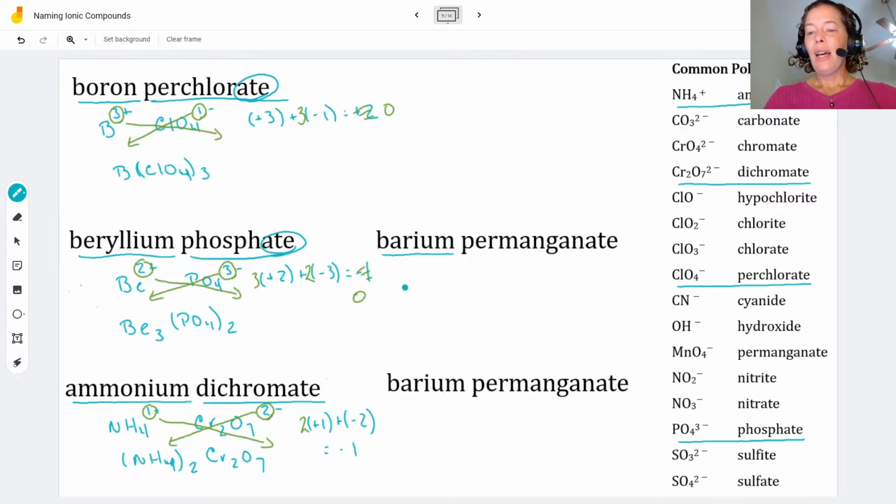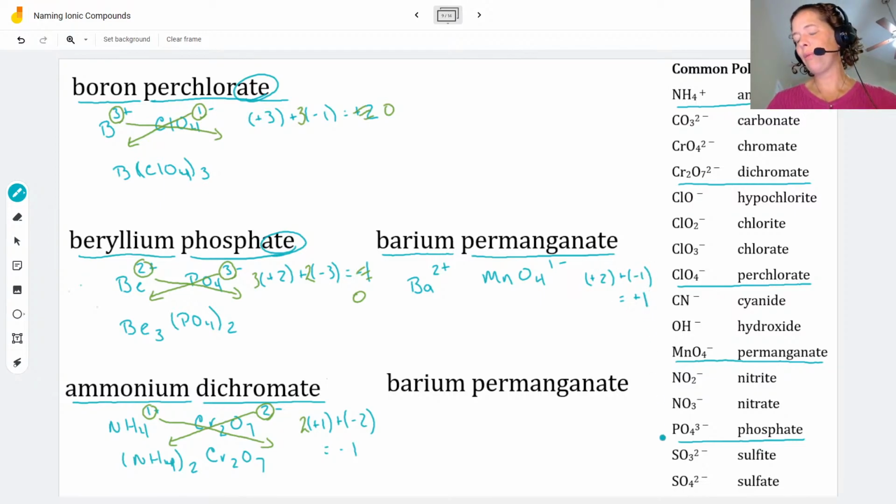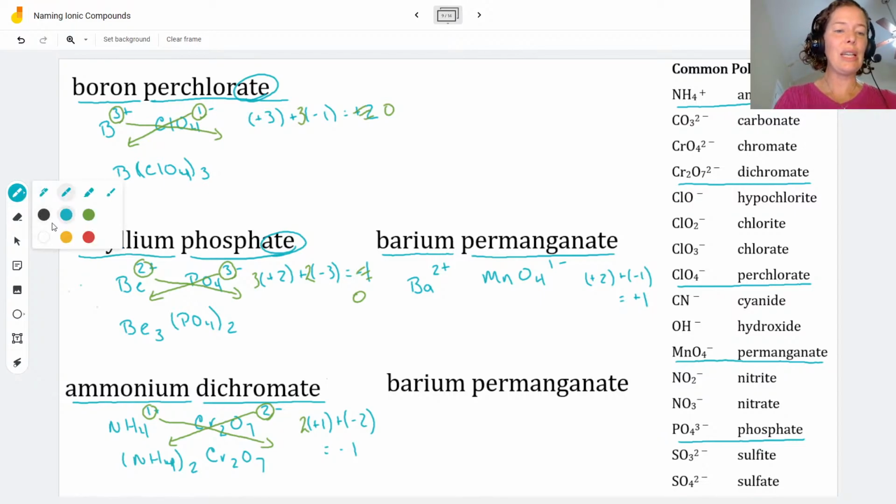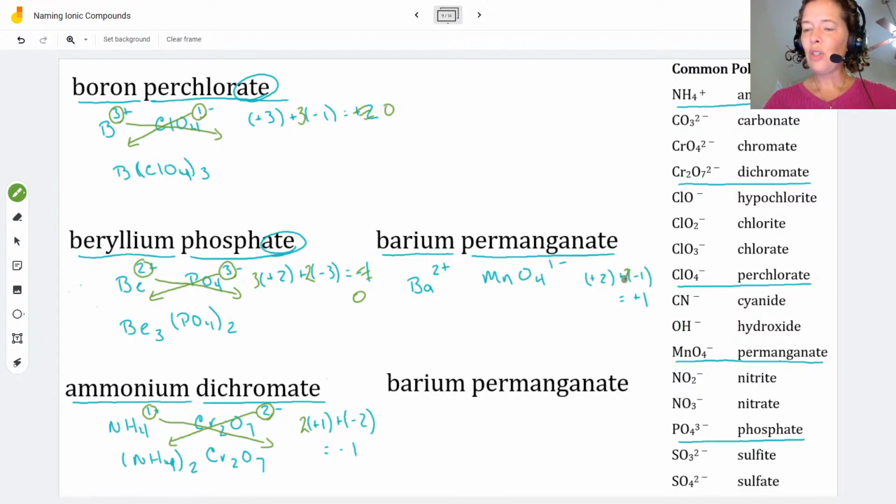Okay, barium permanganate. So barium is Ba, when it has a charge of 2 plus. Permanganate is a polyatomic ion, so let's find it. Here it is right here. So that is MnO4 with a -1 charge. So let's just see where we are with our charges. +2 and a -1. Yeah, we don't have a neutral compound, but this is an easy one. We just need 1 multiplier. We just need a 2 in front of our permanganate, and now we've got a neutral compound.